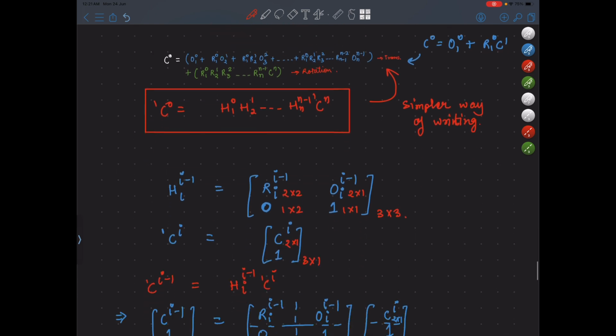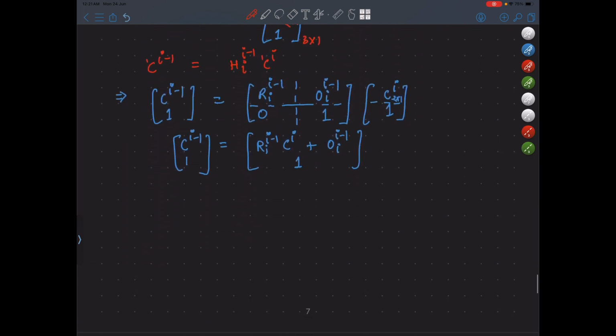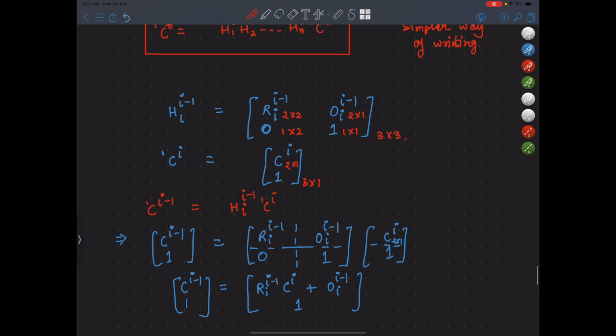Now in the next lecture, we'll try to use these ideas to define forward kinematics and inverse kinematics of a manipulator. That is basically, if you know your joint angles, what is the position of your end effector, and if you know the end effector's position, what should be the joint angles. So these ideas will be useful there.